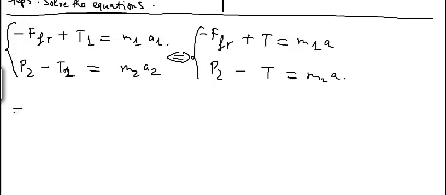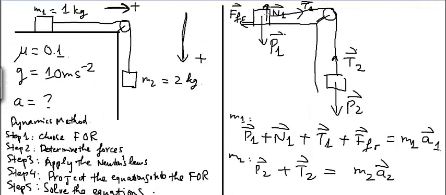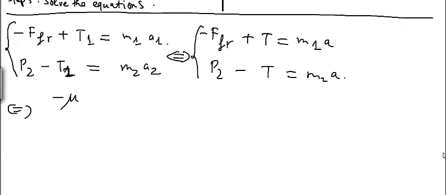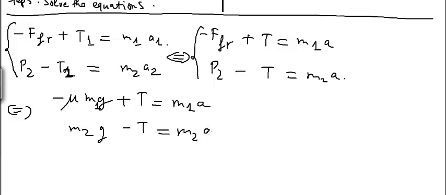So we're going to expand these equations. We have minus mu N, where N is the normal force, and we have N equals P1, because the mass has no acceleration vertically, so N1 must be equal to P1, by Newton's first law. So minus mu m1 g plus T equals m1 a, and m2 g minus T equals m2 a.